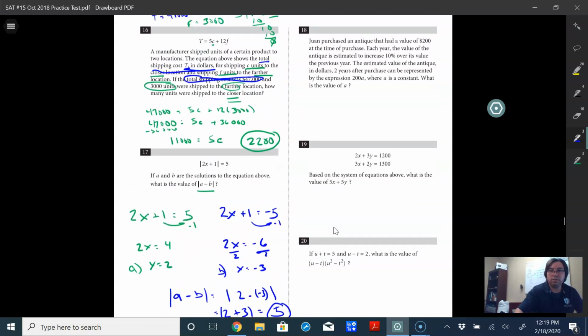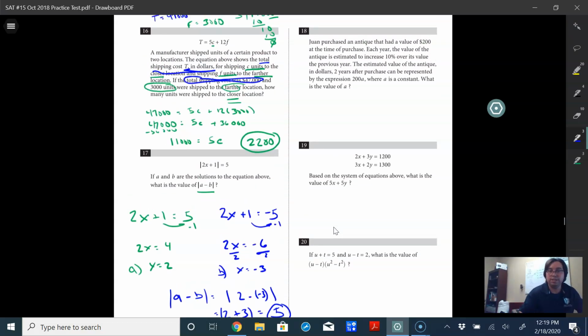All right. So let's look at number 18 here. Number 18 says Juan purchased an antique that had a value of $200 at the time of purchase. Each year, the value of the antique is estimated to increase 10% over its value the previous year. The estimated value of the antique in dollars 2 years after its purchase can be represented by the expression 200A, where A is a constant. What is the value of A?